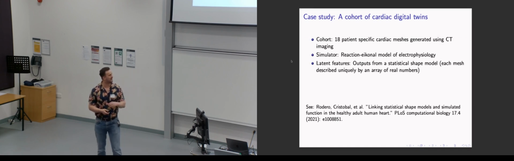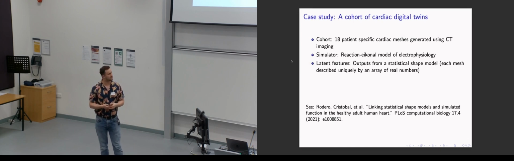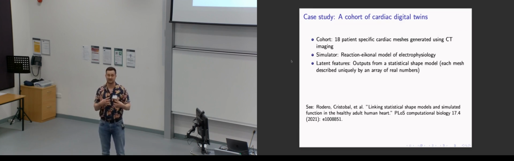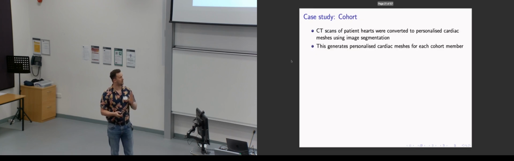So we have 18 patient-specific cardiac meshes. These were generated using CT imaging, and then the mesh gets created through a computer learning process. Our simulator is the reaction eikonal model of electrophysiology, and our latent features are outputs from a statistical shape model that's been designed to describe each mesh individually. If you want details on the cohort, it's in Cristobal's paper from 2021, but I'm going to talk a little bit more about how each bit of it works here.